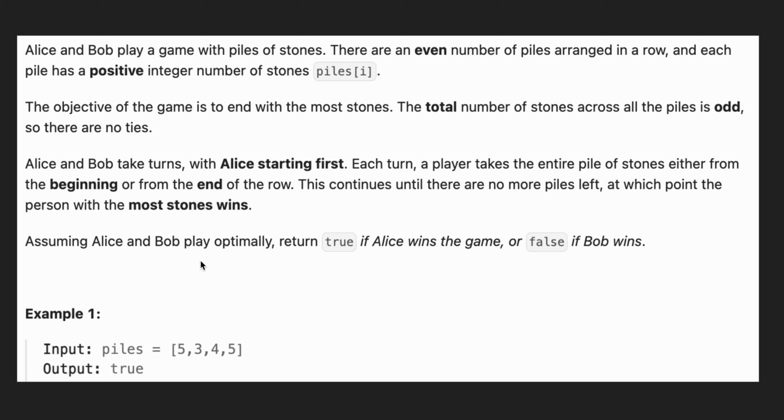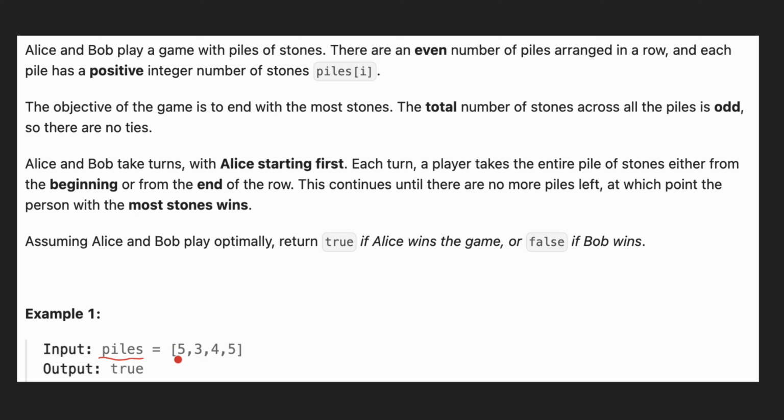Hi everyone, it's Sorkin. Today we have a problem where we are given an array of integers which represents piles, and Alice and Bob are playing a game. At each iteration, Alice starts first. Alice or Bob takes one pile of stones either from the beginning or from the end.